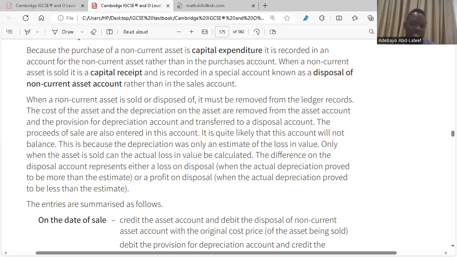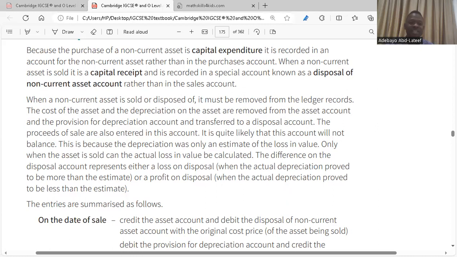It is quite likely that this account will not balance. This is because the depreciation was only an estimate of the loss in value. Only when the asset is sold can the actual loss in value be calculated. The difference on the disposal account represents either a loss on disposal or a profit on disposal.